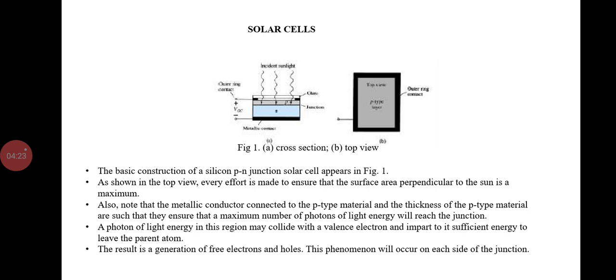In the solar cell, the basic construction is a silicon PN junction solar cell. Every effort is made to ensure that the surface area perpendicular to the sun is the maximum, and a photon of light energy in this region may collide with a valence electron and impart to it sufficient energy to leave the parent atom. The result is a generation of free electrons and holes. This phenomenon will occur on each side of the junction. While we are seeing this, in the p-type region the newly generated electrons are minority carriers and will move rather freely across the junction.